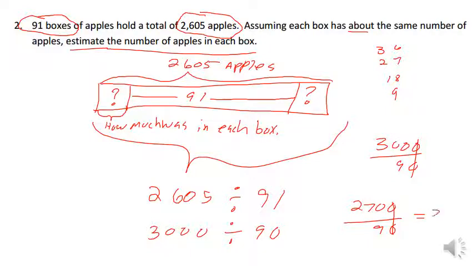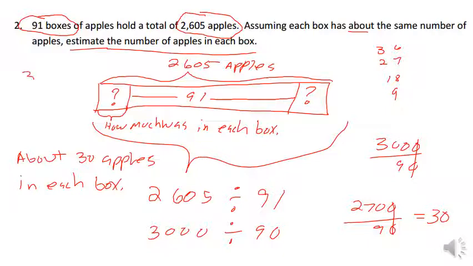27 divided by 9 is 3. And we have 1 zero. So there's about 30 apples in each box. And we can check this real quick. If we say there's 30 apples and we estimated 90 boxes, we can multiply that. 0, 9 times 0 is 0, 9 times 3 is 27. And that is what we estimated it as.